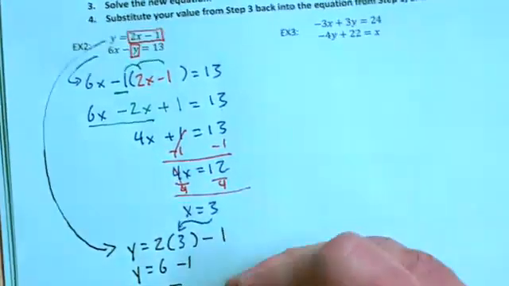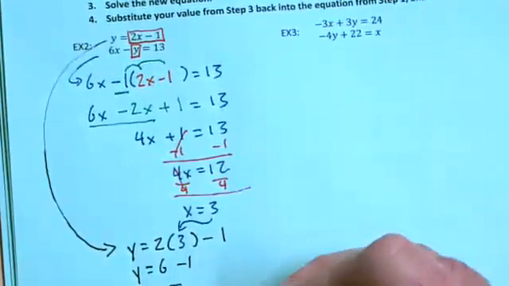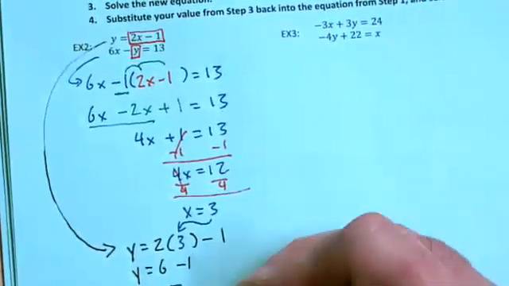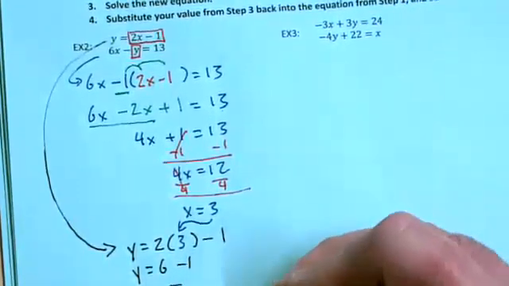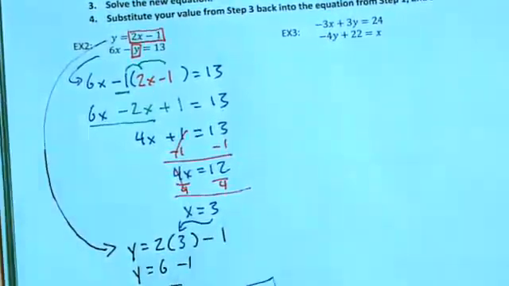So we have found both an x and a y value. We'll go ahead and put that down in our final solution here. X is 3, y is 5, and that's another one done.